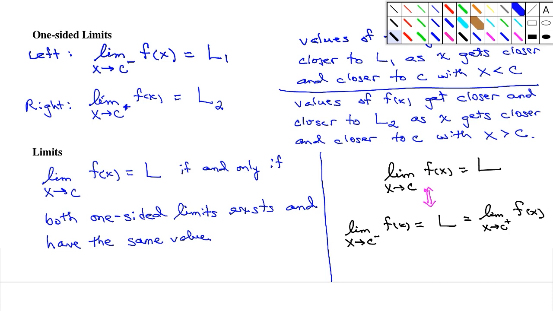Okay? And conversely, if I know that the limit exists and is equal to L, then that also tells me that the two one-sided limits exist and are equal to that same value. Notice that for the whole limit, there is no superscript right here like there is in the one-sided limits. You just write x approaches c, and that's it.